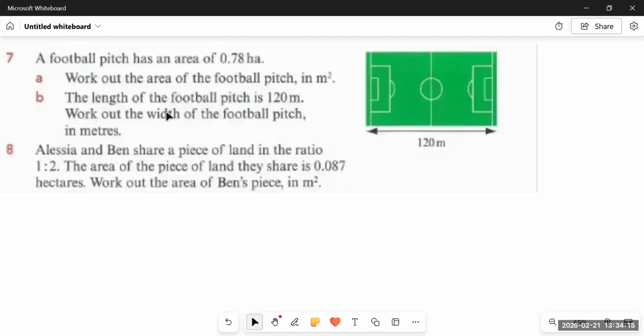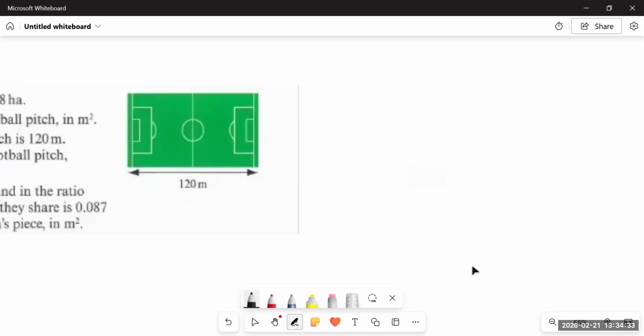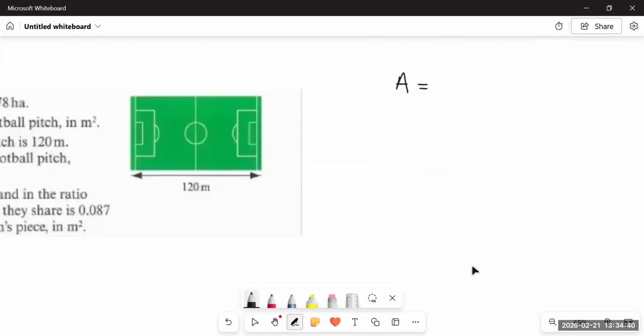Now the next question says a football pitch has an area. They are providing us with the area, which is 0.78 hectares, and the length of the pitch is given. They're saying work out the area of the football pitch in meters square. That's very simple to figure out. We are provided with the area in hectares, 0.78 hectares, and we have to find the area in meters square.